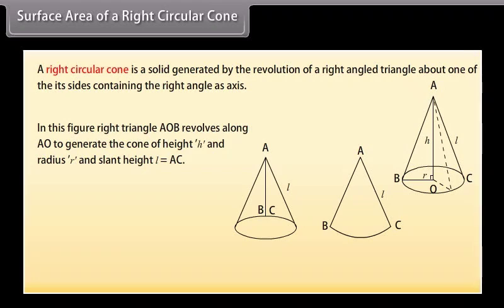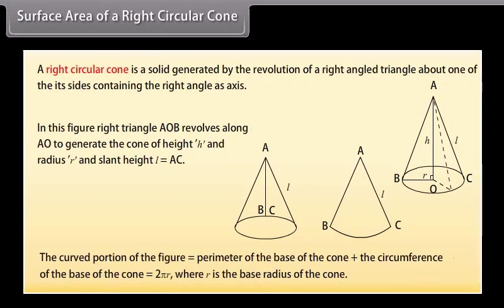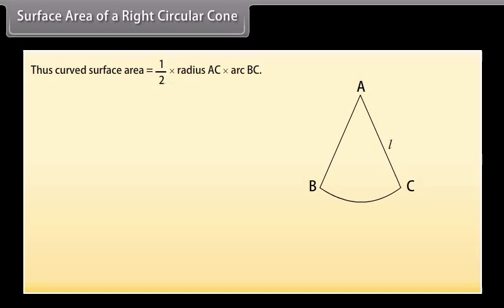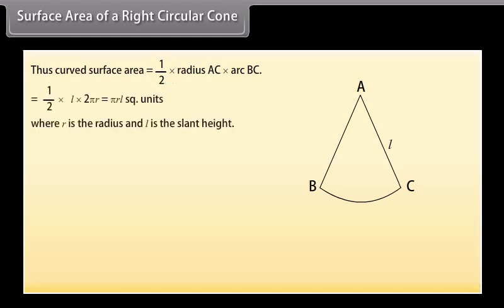To find the total surface of a cone, let us cut it along its slant height and spread it into a sector ABC. The curved portion of the figure is equal to the perimeter of the base of the cone, and the circumference of the base of the cone is equal to 2 pi r, where r is the base radius of the cone. Thus, curved surface area is equal to 1 upon 2 into radius AC into arc BC. This is equal to 1 upon 2 into L into 2 pi r equals pi r L square units, where r is the radius and L is the slant height.